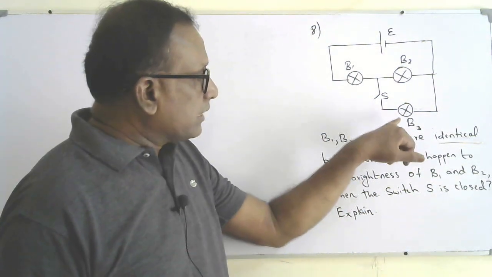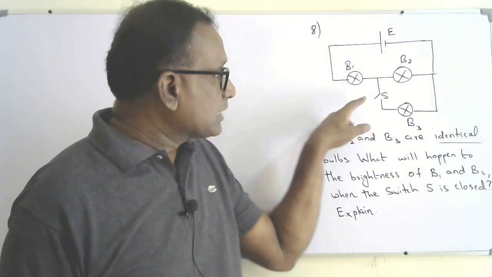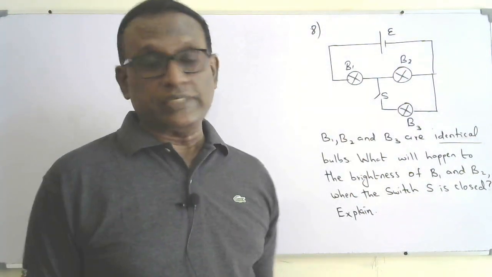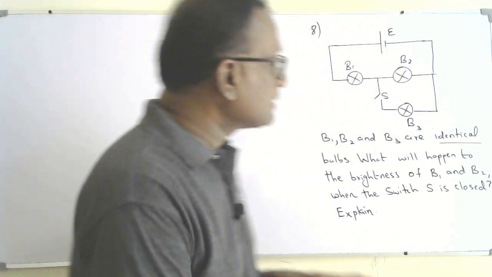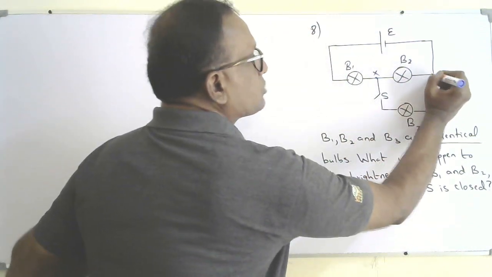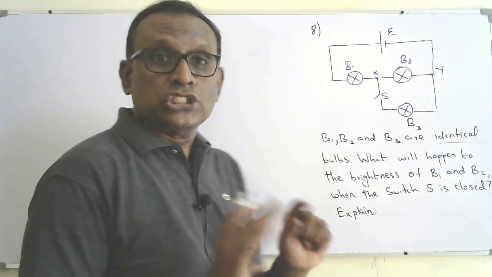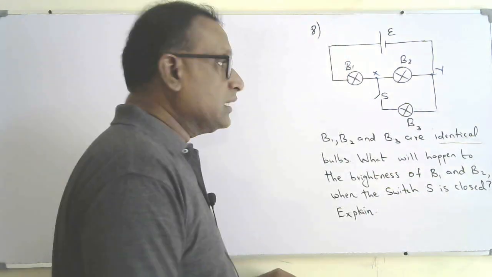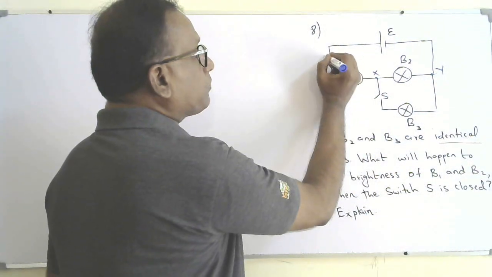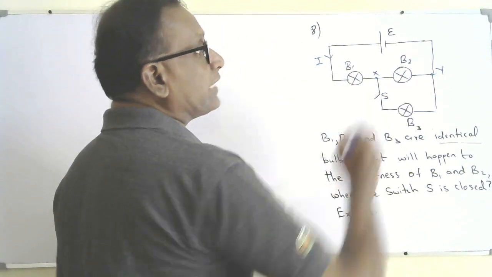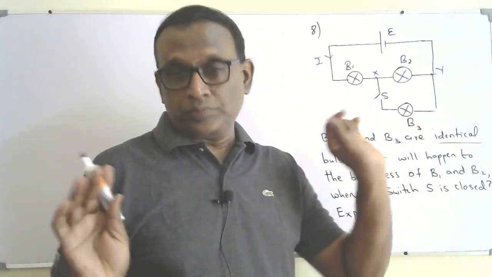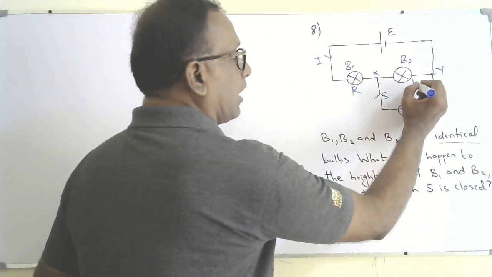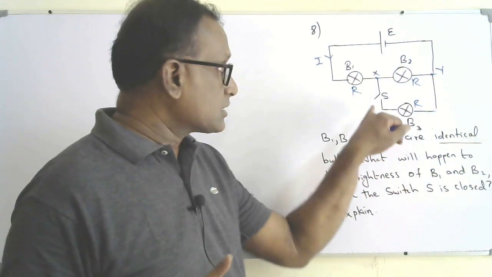You can see that B2 and B3 are connected in parallel, but the switch is open. When the switch is closed, B2 and B3 will become parallel to each other because there are two junctions, X and Y. But initially the switch is open, which means the bulb B3 is not part of the circuit. No chance for the current to flow through B3 because the switch is open. The current coming out of the power supply will just flow through B1 and B2 when the switch S is open. Since they are identical, they have the same resistance R, but B3 is not functioning initially.